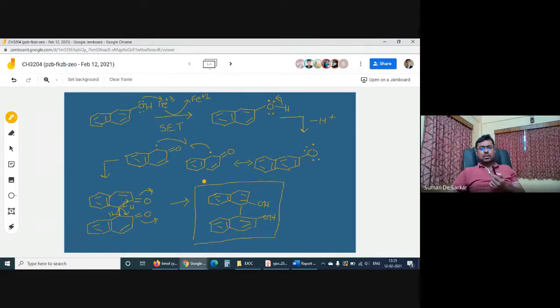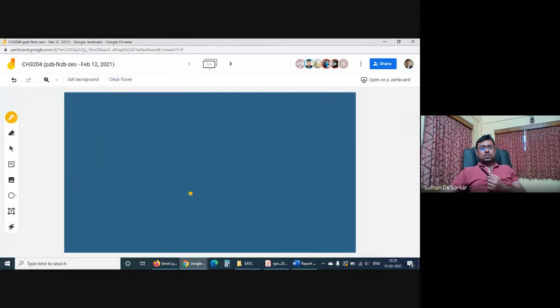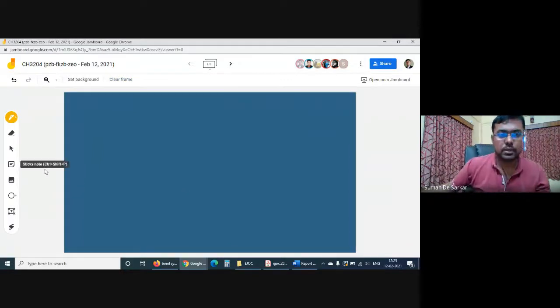I need more space, so I will just clear the frame here and then show you that possibility as well. So here I will start directly with that intermediate, that radical intermediate.